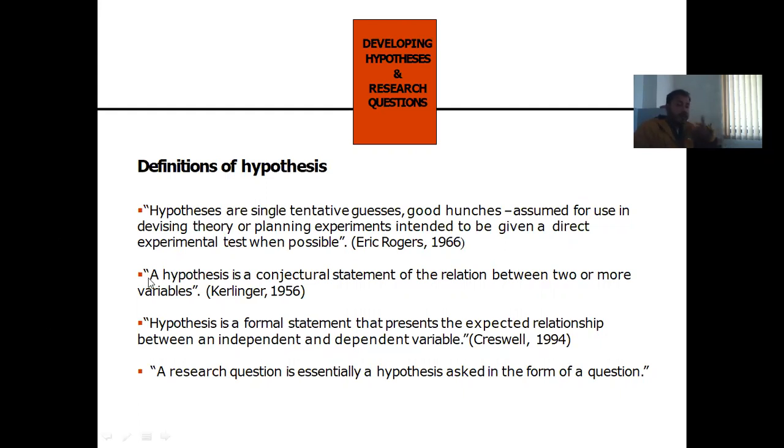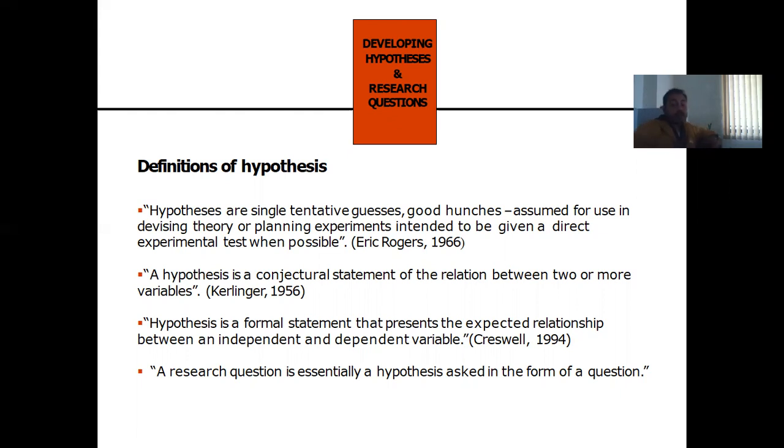Now, the thing is that from the first definition, what Rogers said, this hypothesis is for devising a theory, right? And in that part, to devise a theory, we have to plan some experiments with respect to that data. We need to carry out those experiments. Then on the basis of those results, we need to prove whether our devised theory is true or false.